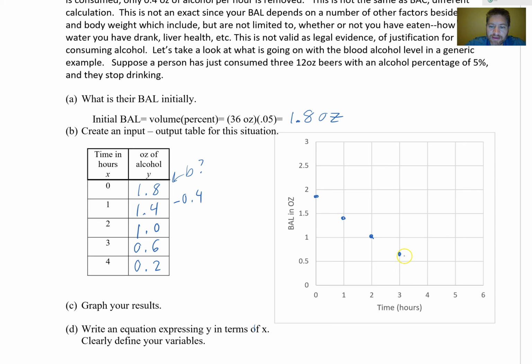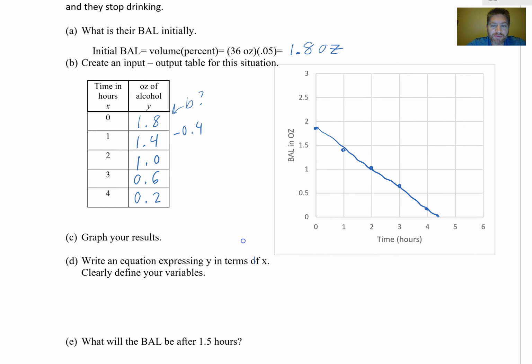There. See, it's making a nice linear equation because it has a constant rate of change. And then 0.2. So if we trace this back, it's the best line I can do. Right about there. So a little bit past 4 hours, somewhere between 4 and 5 hours, that amount of beer will be completely gone. Pretty interesting, right? All right, so we graphed our results.